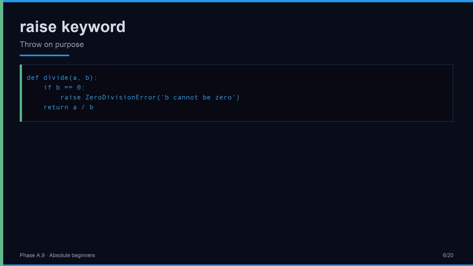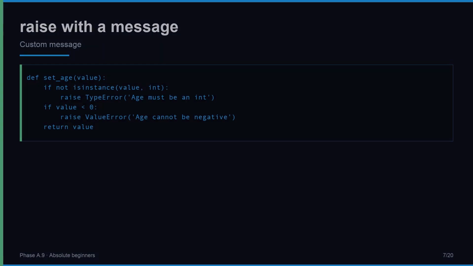A function called divide checks whether b is 0. If it is, we raise ZeroDivisionError with a clear message, "b cannot be 0." Python would have raised this same exception when it tried the division, but raising it ourselves lets us give a clearer message and lets us check the problem before any work happens. Raise is how a function says, I refuse to continue with this input.